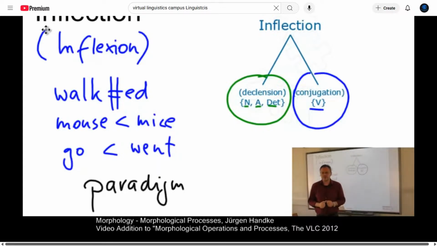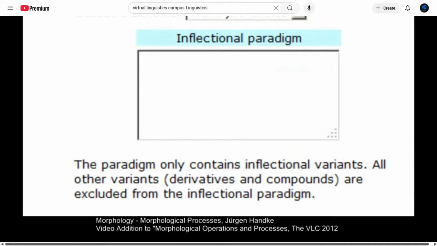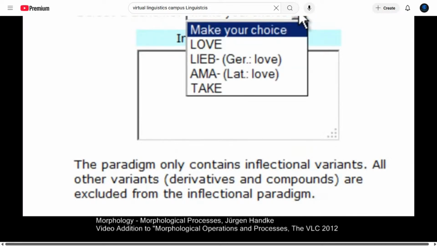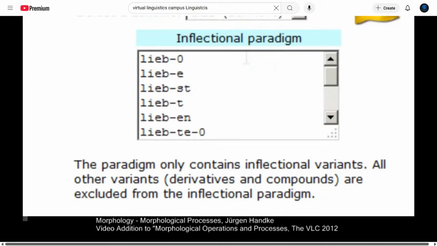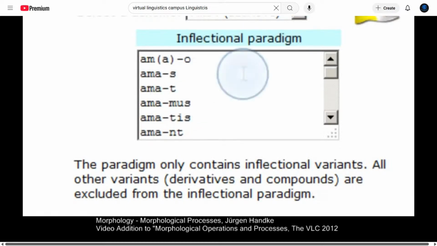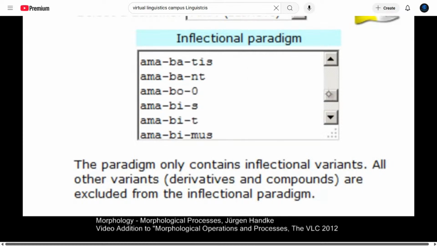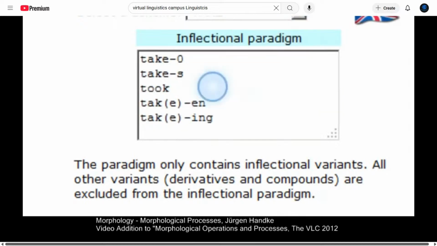Let's look at some paradigms in more detail. This little tool here allows us to select a number of base forms and see how many elements the paradigm will eventually contain. So here we have love, and you see the base form love can be associated with 4 inflectional variants. So the paradigm is relatively small. If we compare that with the German equivalent of love, lieb, liebe, liebst, liebt, etc., we will see that the paradigm is much larger. An even larger paradigm is represented by the equivalent in Latin, ama, amo, ama is the basic form, amas, amat, amamus, etc. And you see the paradigm is even larger. The maximum number of elements in a verbal paradigm in present-day English is 5, as you can see in this paradigm of the base form take.